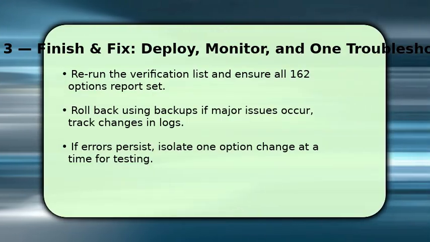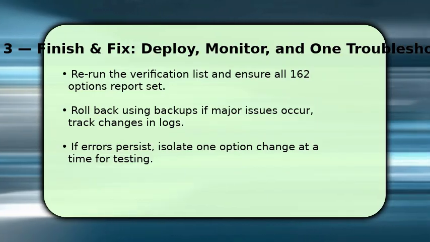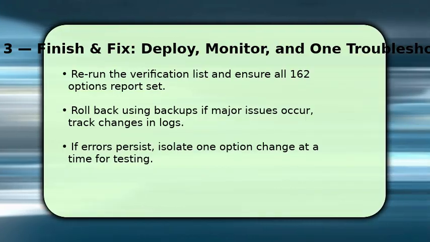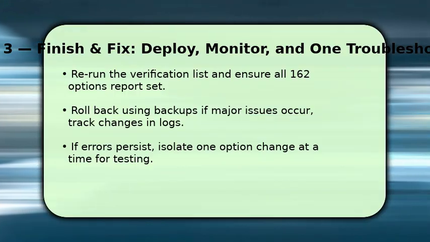If a change breaks behavior, roll back using the backup snapshot and review change logs to pinpoint the trigger. When problems persist, isolate by reverting to last known good, and then reapply single option changes one at a time to find the culprit. A useful tip: enable verbose logging on the subsystem.